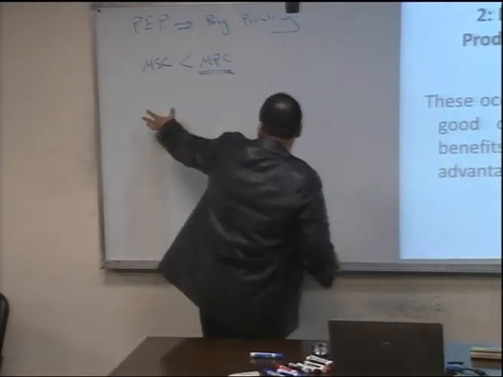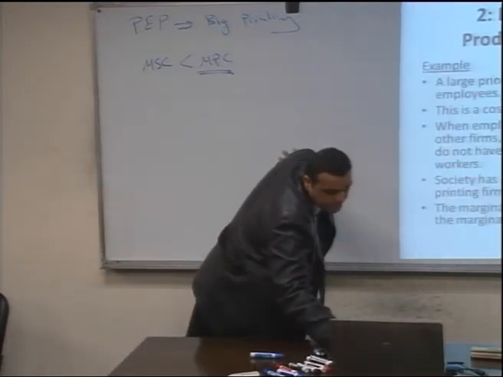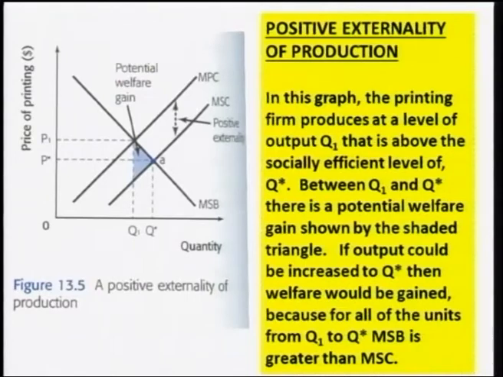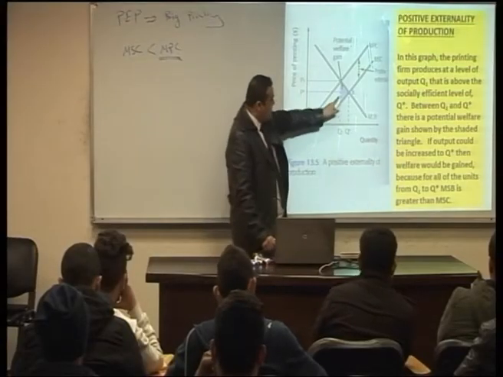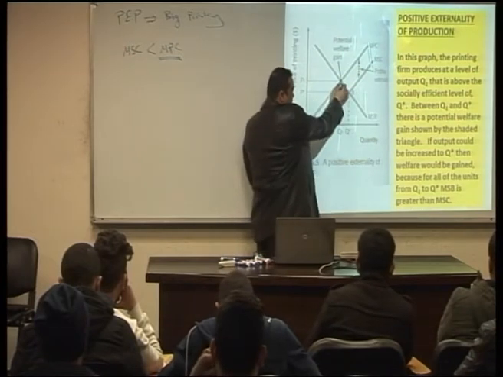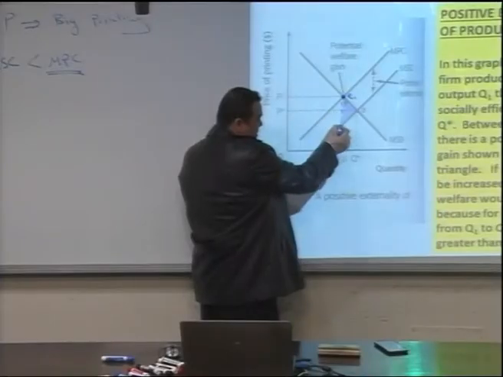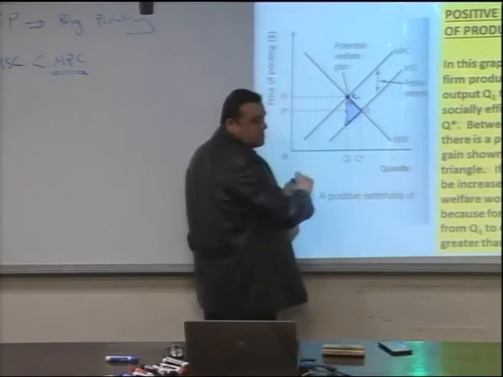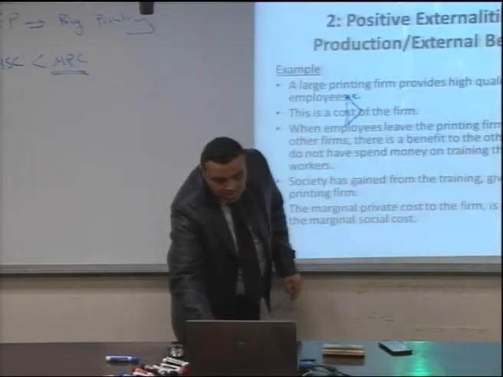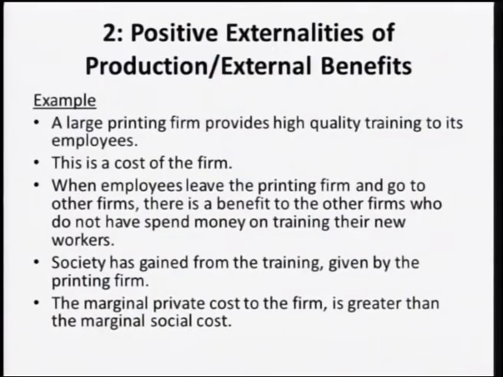So on the graph here, the marginal private cost is bigger than the marginal social cost, and here is the original equilibrium E1. This is the potential welfare gain. Okay, but let's go to the example here. A large printing firm provides high quality training to its employees.